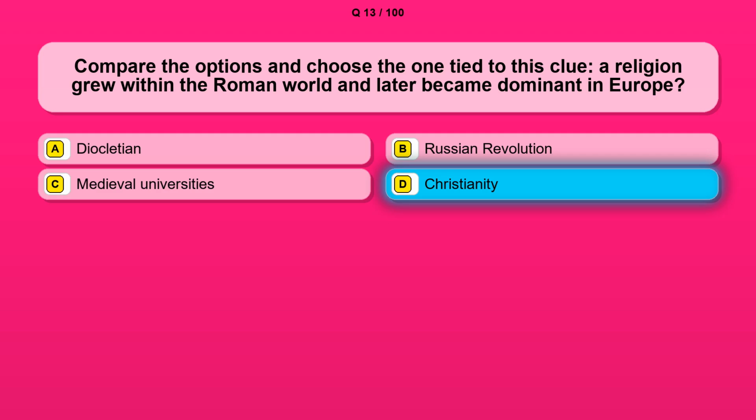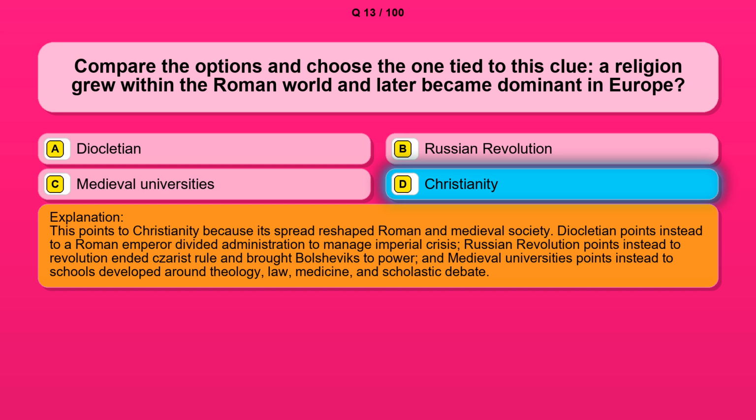The correct answer is option D, Christianity. This points to Christianity because its spread reshaped Roman and medieval society. Diocletian points instead to a Roman emperor dividing administration to manage imperial crisis. Russian Revolution points instead to a revolution that ended Tsarist rule and brought Bolsheviks to power, and medieval universities points instead to schools developed around theology, law, medicine, and scholastic debate.